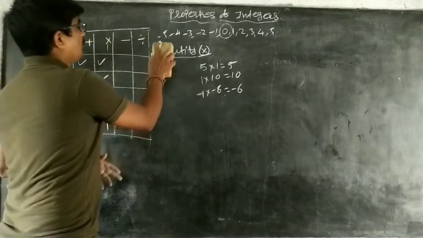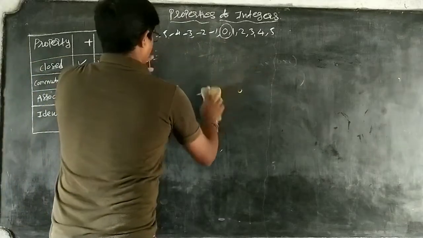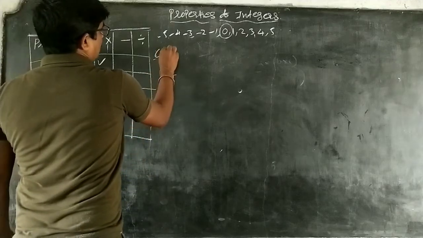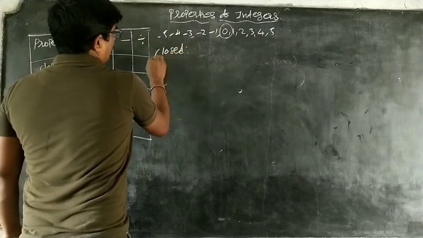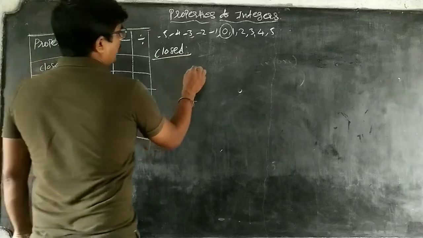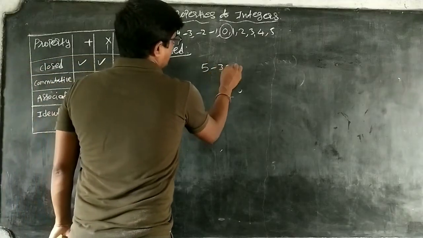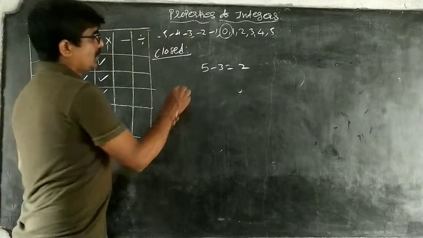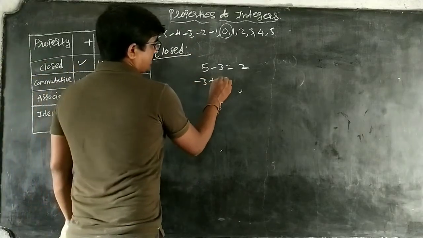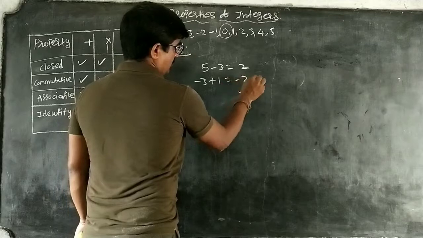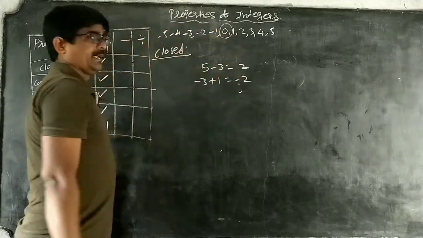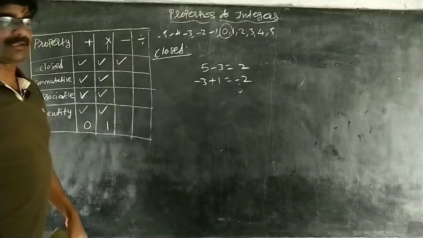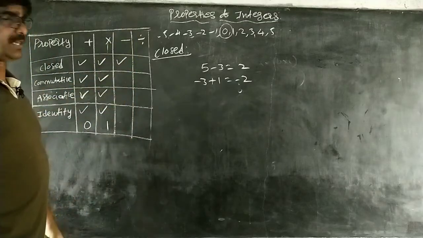Next, we are going for subtraction. So, subtraction, first closed. Closed means you have to take any integers. 5 minus 3 is equal to 2. 2 is also an integer. Minus 3 plus 1 is equal to minus 2. Minus 2 is also an integer. Therefore, this is a closed property under subtraction.